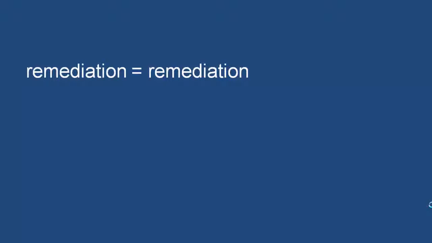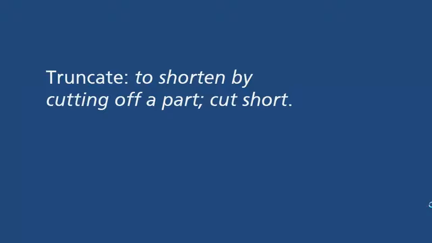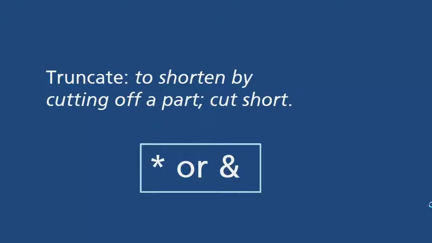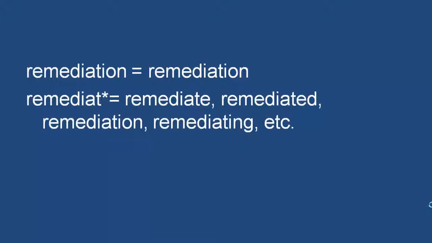Most databases have a way of doing this so that you don't have to type in all those variations. It's called truncation. If you use a special character, often an asterisk, but sometimes a $ sign or something else, it will search for the word up to that point in all possible endings. So if we type in REMEDIAT with an asterisk, we will get all articles with remediate, remediated, remediation, remediating, and so on. Check out the search tips in the database you are searching to see how to truncate your words properly.